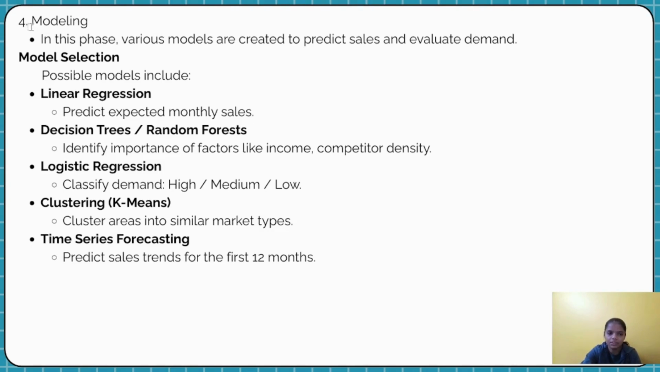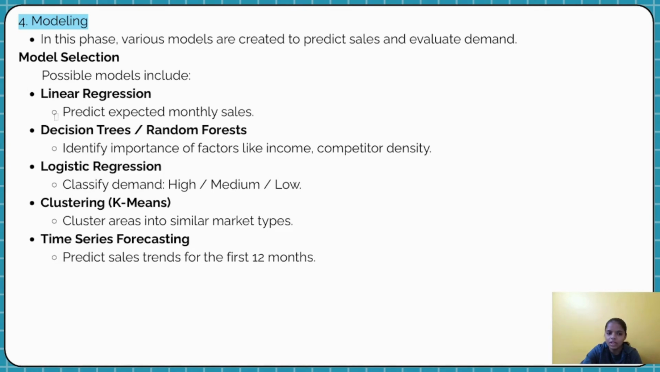Now our fourth phase is modeling. In this phase, various models are created to predict the sales and evaluate the demand. It includes linear regression, decision tree, logistic regression, clustering, time series forecasting. All these techniques are useful to find the patterns in our data.